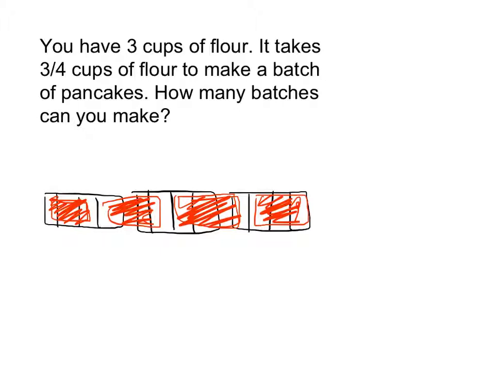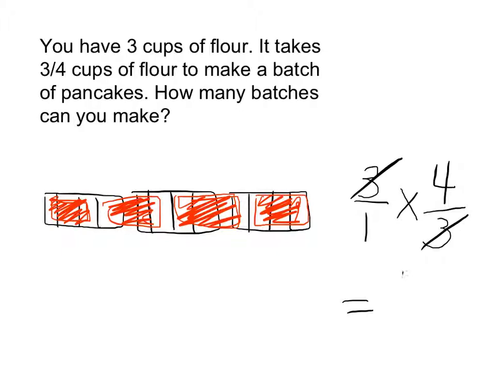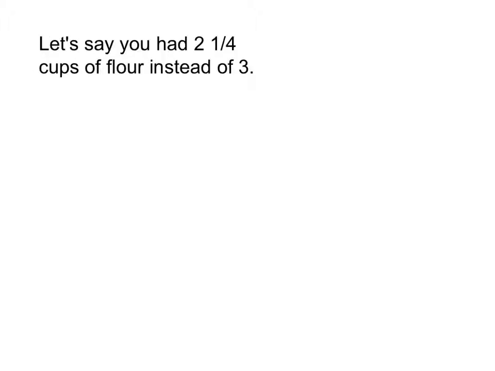If you want to check this out with the algorithm, it definitely makes sense. You have 3 over 1 times 4 over 3. I've just skipped to the end step. I've already flipped it, because you know that already. So the 3's cancel out, and you're left with 4. In case you're concerned that we can only start with whole numbers, that's simply not the case.